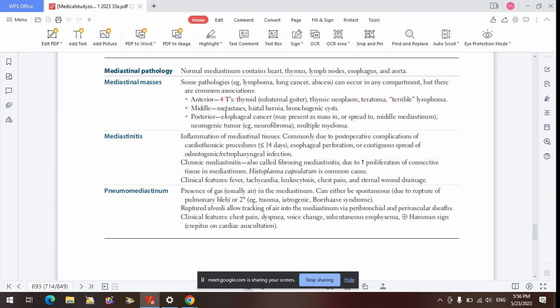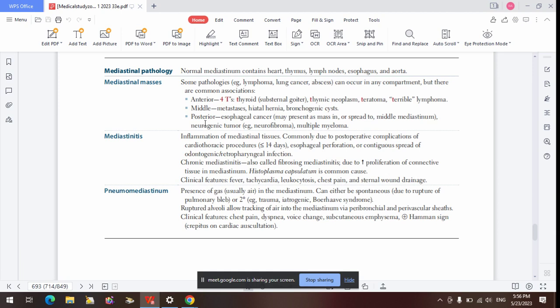So, a substernal goiter can be a mass within the anterior mediastinal compartment, along with a thymic neoplasm, a teratoma, and lymphoma. Then the middle, we've talked about what you can find within the middle compartment.